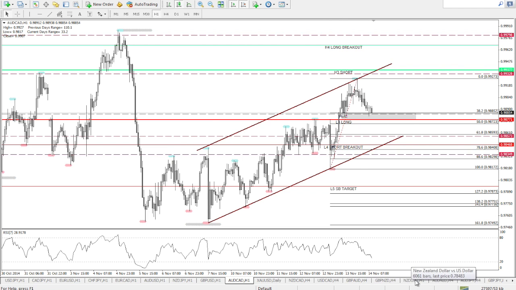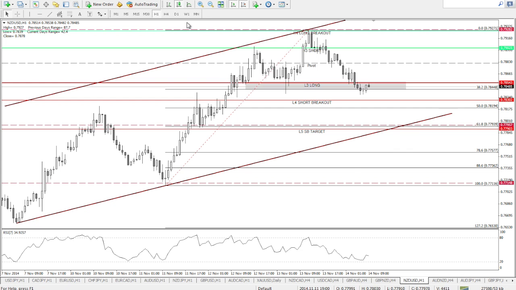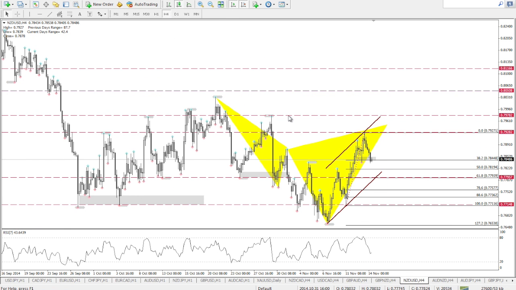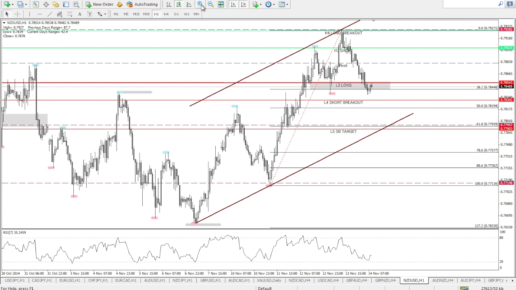The last pair I would like to go through is actually the Kiwi itself, right? So you can see on Kiwi, there's a potential cypher setting up right at this level, 795, right, just above the previous resistance level, which price has respected very well, and then it bounced back down as you can see. But if you look at the intraday time frame, the H1 time frame, you can see that price is actually on a minor uptrend.